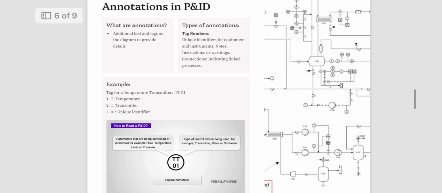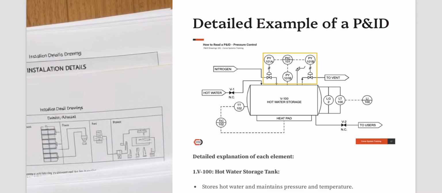For example, consider the tag TT01 shown in this diagram. The first T stands for the parameter being measured, in this case temperature. The second T indicates the type of device, a transmitter. 01 is the unique identifier for this specific transmitter. Annotations like this make it easy for engineers to identify and locate equipment, understand its role, and trace the system relationships.